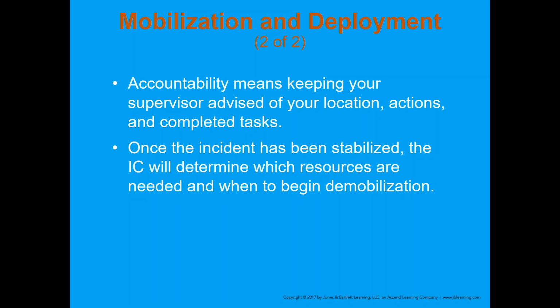Once the major part of the problem is addressed, we start controlling the situation. Incident command can start deciding, okay, well, we don't need 14 ambulances, we only need 8, and they can start demobilizing those and sending them back.